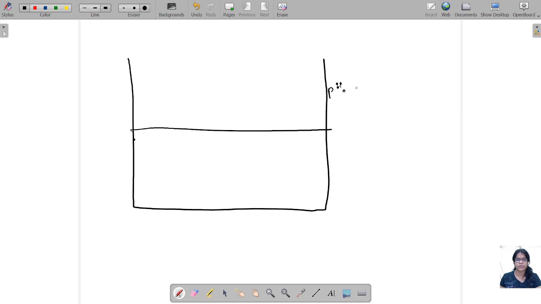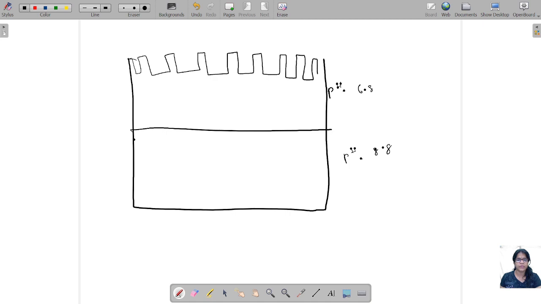This is a pH of 6.8 and this is a pH of 8.8. I'm drawing the comb wells for the separation. Now once these are all ready, your sample is ready.